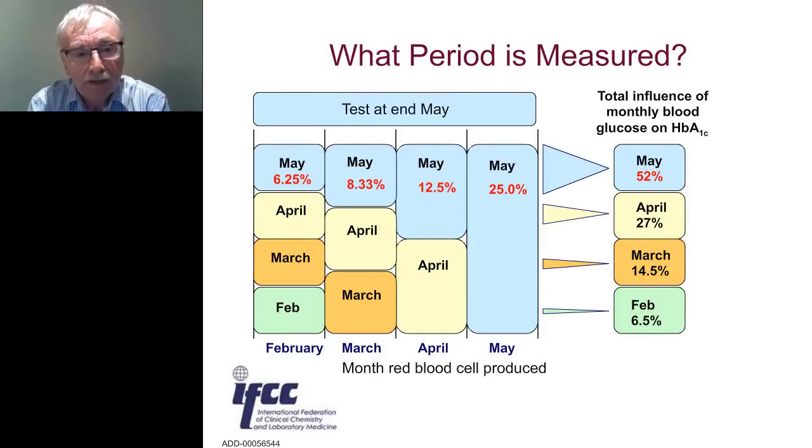Also, what is being measured? We are always told that hemoglobin A1c represents the mean glycemia in patients for the last 3 months or so. Well, that is true, but by far the greatest influence on the result you obtain is within the month before the blood sample is collected. You see here, in a blood sample collected at the end of May, 52% of the influence of that result comes from the glycemia within May, 27% in April, and only about 5% from the glycemic level 3 or 4 months earlier. So yes, hemoglobin A1c does represent the glycemic control over the period of the red cell lifespan, but the major influence is in the preceding 1 month.